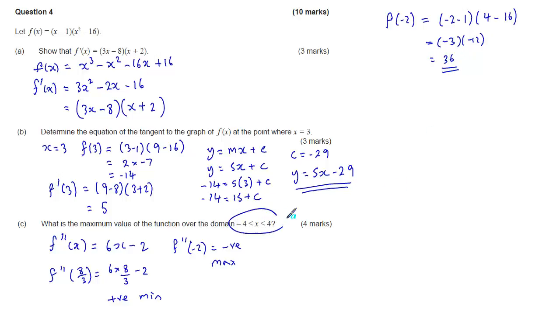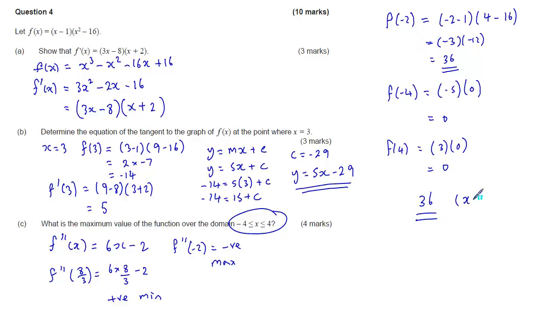But on a restricted domain, we also need to check the endpoints. So f of negative 4 would be (negative 4 take 1), so negative 5. But then 16 take away 16 is 0, so that's equal to 0, so that's definitely lower. What's f of 4? F of 4 is going to be (3)(4 take 1), and that's going to be 0 as well, so that's 0. So the maximum value is the 36 when x equals negative 2.